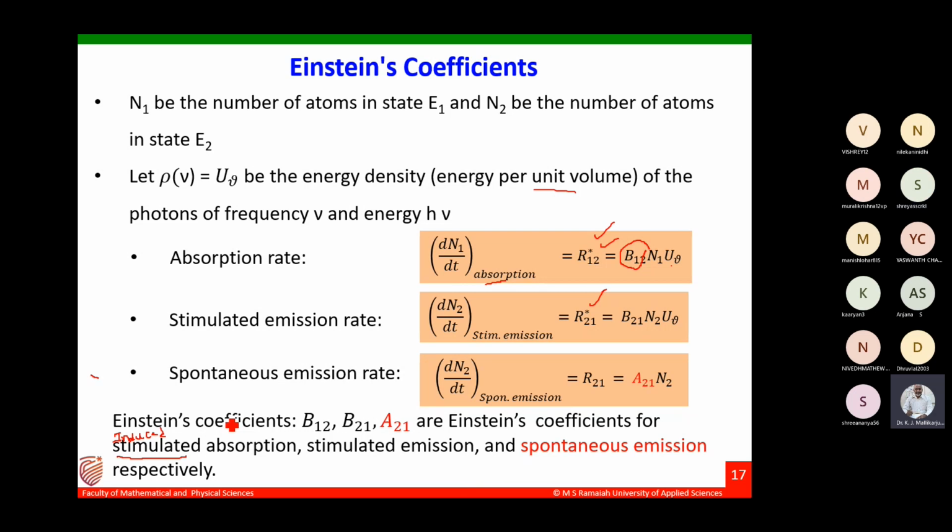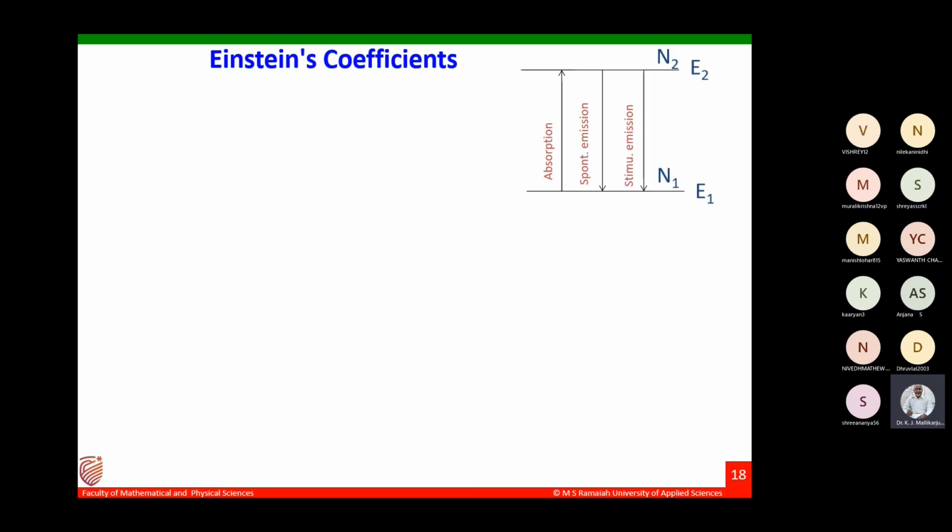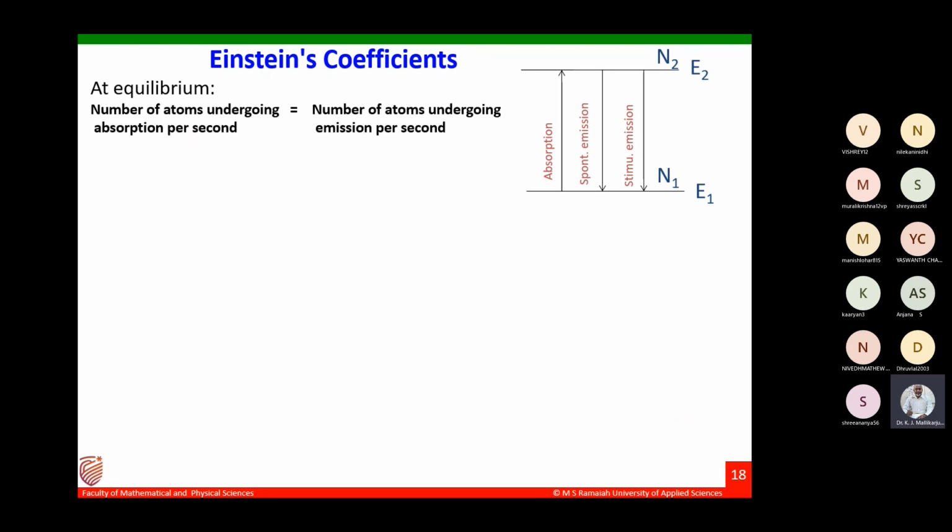Okay, I think we can take it from the next class. At this point, at equilibrium, the number of atoms undergoing absorption should be equivalent to the number of atoms undergoing emission. Here the derivation starts from this point. I hope all of you are able to follow.